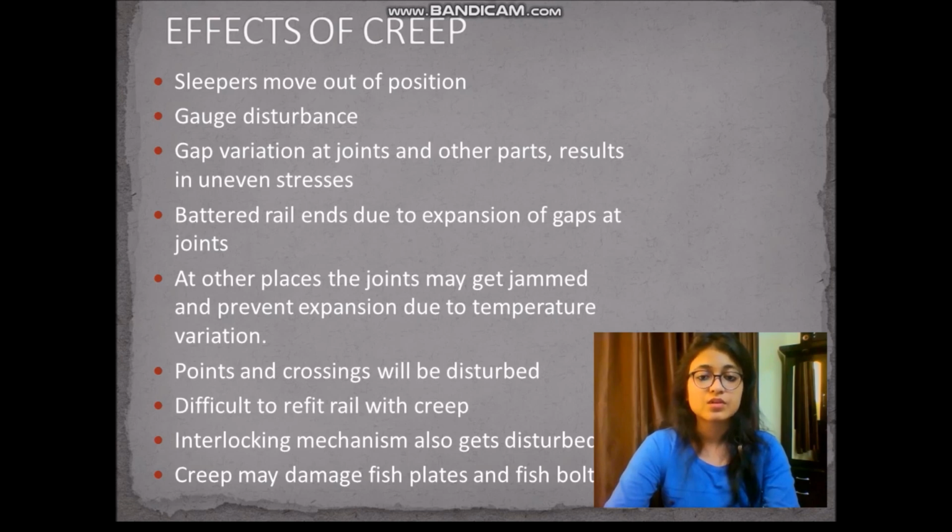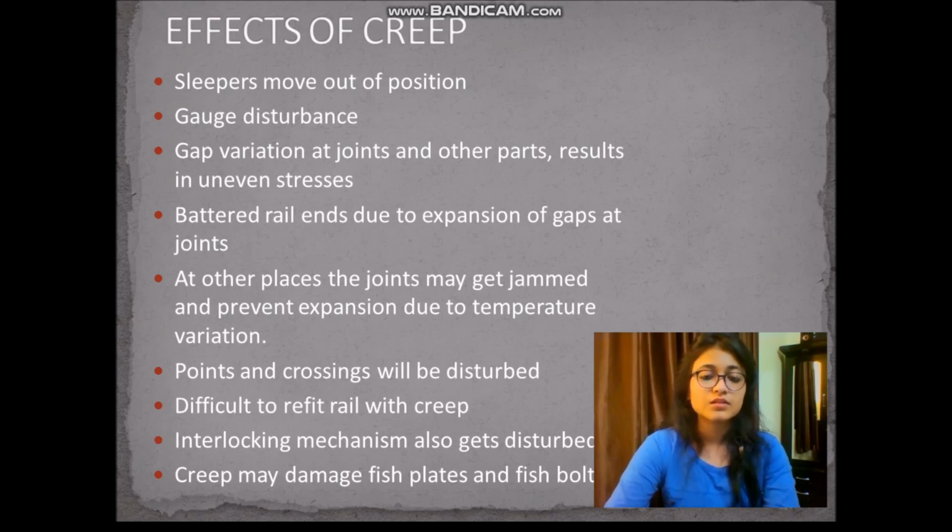Gap variation at joints and other parts results in uneven stresses. When the rails have moved forward or backward, at some places the expansion gap will increase, and at some places the expansion gap will close. Battered rail ends due to expansion of gap at joints.